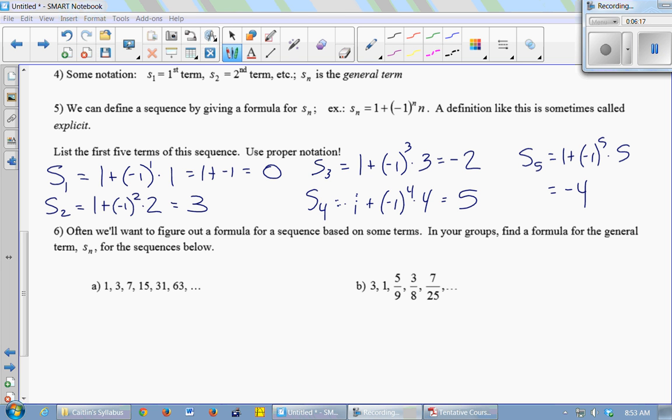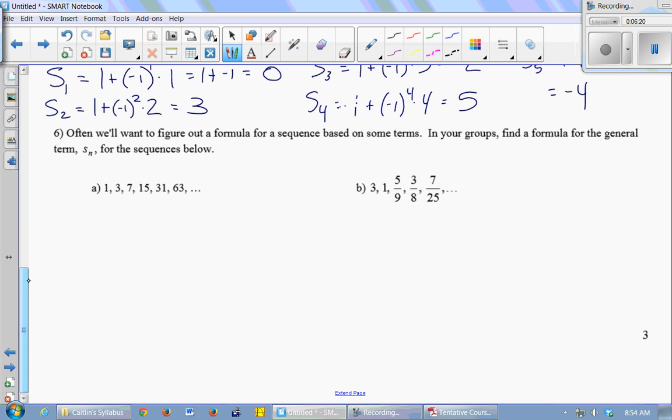All right, does that make sense? Okay, a little bit harder is going backwards, right? So if I give you a list of numbers, can you write a formula for the general term, S sub n? Anybody come up with anything yet? It kind of looks like what? 2n plus 1. 2 to the n.